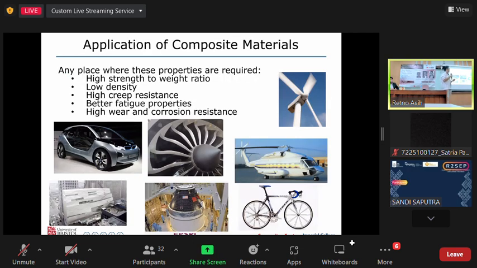Mainly this comes from the automotive industry and transportation, where they need a lightweight and also strong structure. This is the kind of application of composite material where we need a high strength-to-weight ratio, low density, and high heat resistance. For example, a turbine blade coated with some kind of ceramic, with better fatigue properties and very corrosion resistant. It's mainly used in transportation, this is NASA, and also a bicycle, and also some parts of buildings use composite material.